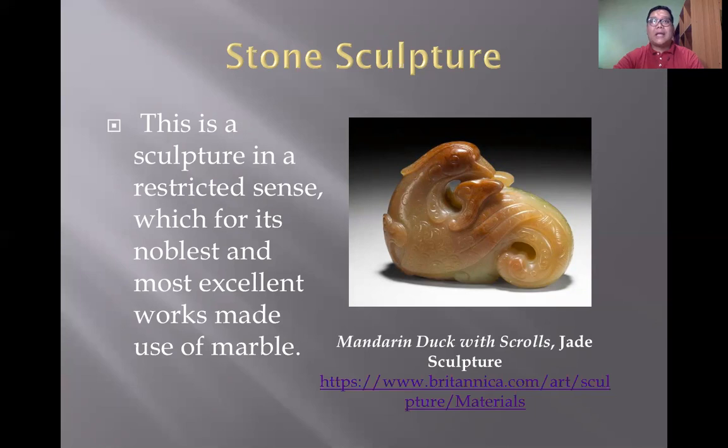Marble has a different effect once it's finalized or done already, and it has that shiny feature which gives a smooth texture to the sculpture, unlike other stone materials that you can use for sculpture. But it depends also on the quality of the stone that you will be choosing in order for you to best deliver the image or the representation you want your sculpture to project. So this is an example of a stone sculpture, a jade sculpture, a Mandarin duck with scrolls.